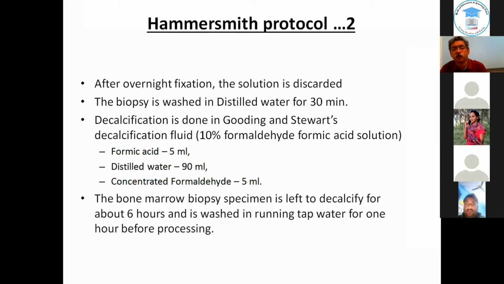Immunohistochemistry also comes out very well on it. It doesn't get over-decalcified or under-decalcified. And molecular tests can also be done on the trephine biopsies. So I strongly recommend that if there's nothing else that you're going to learn from this lecture, this is the one thing you must learn: learn to process your bone marrow trephines in the Hammersmith protocol.